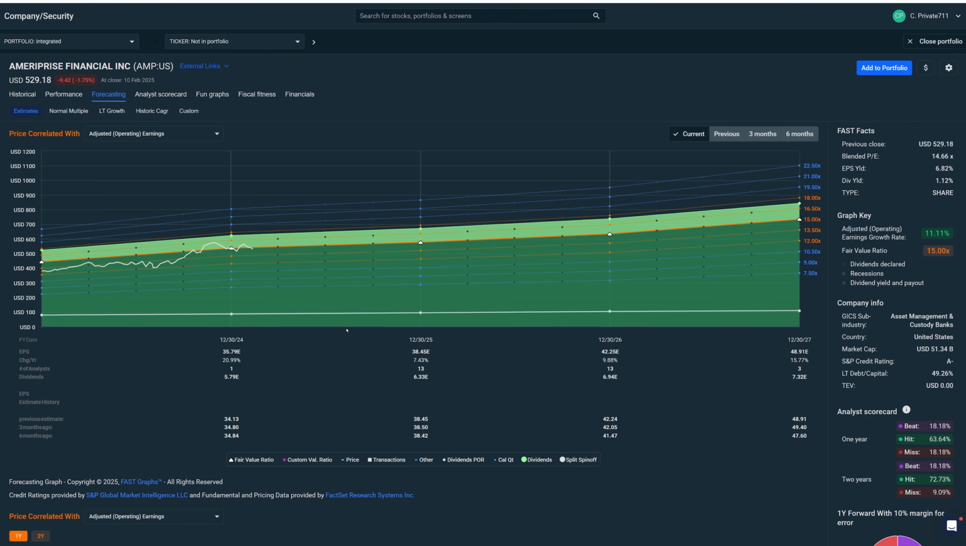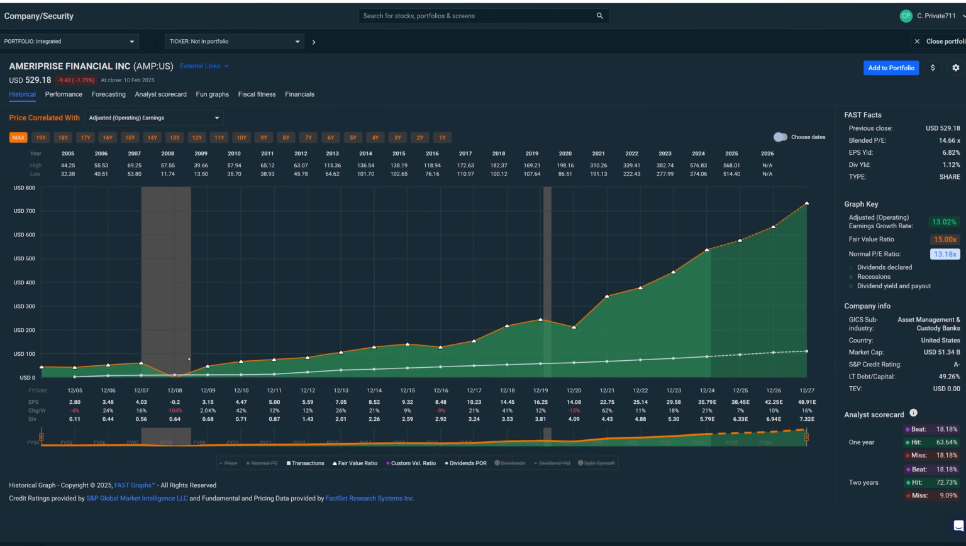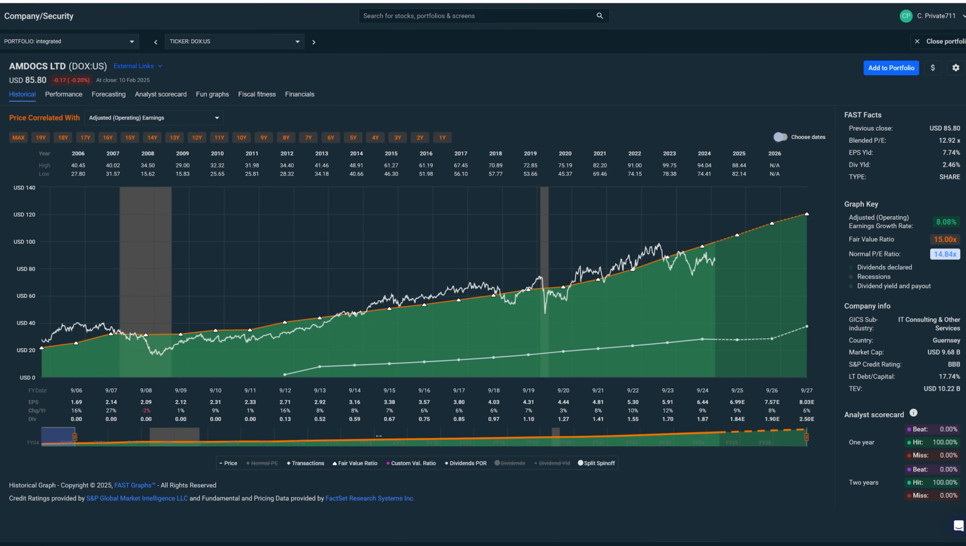The key is I want to buy a stock when it's attractively valued, but I also want to buy a company that is an attractive business, that has good long-term operating results, that I can invest in with confidence.